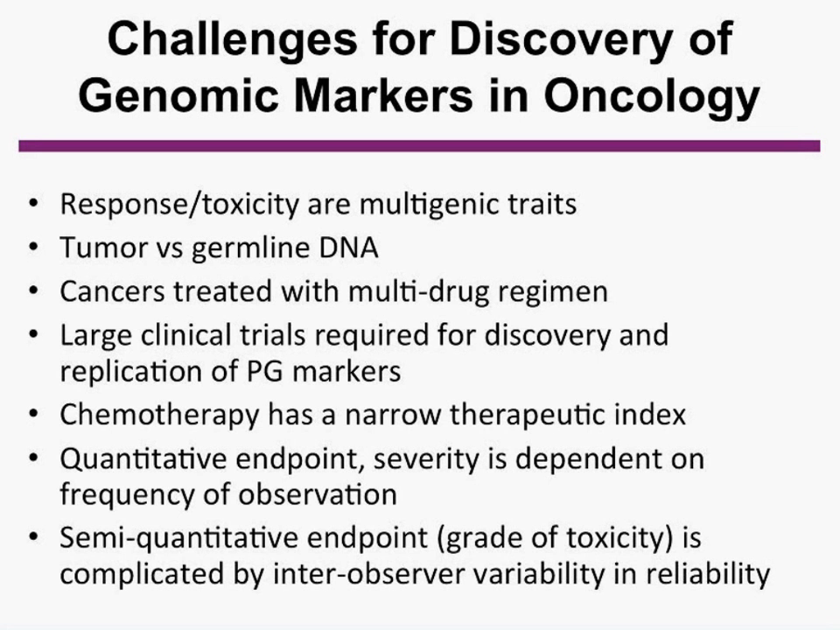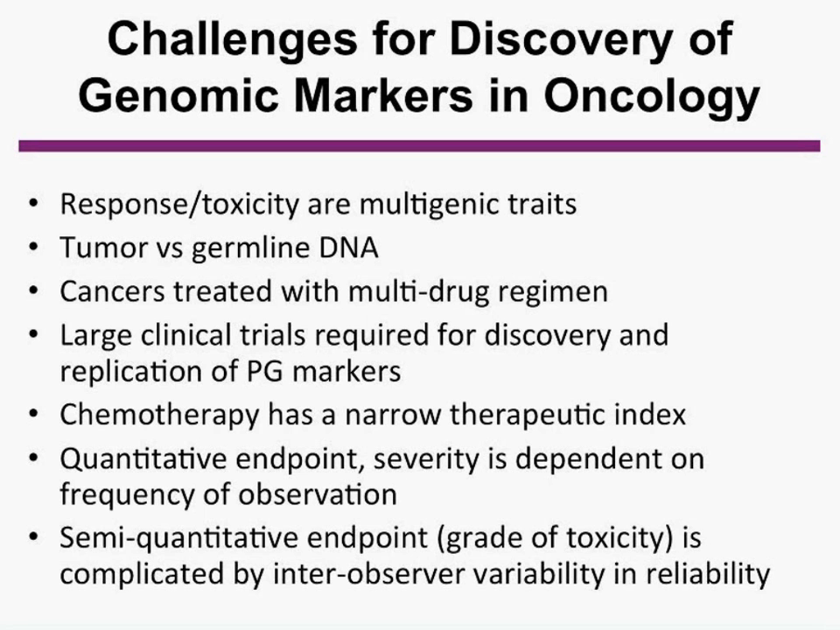Most cancers are treated with a multi-drug regimen, many different chemotherapeutic agents. And so it's hard to isolate a single drug, the genetic variants that are associated with an adverse drug reaction of a single drug in a multi-drug regimen on a clinical trial or in patients that are treated with various drugs. Pharmacogenomics requires large clinical trials for discovery and replication of pharmacogenomic markers.